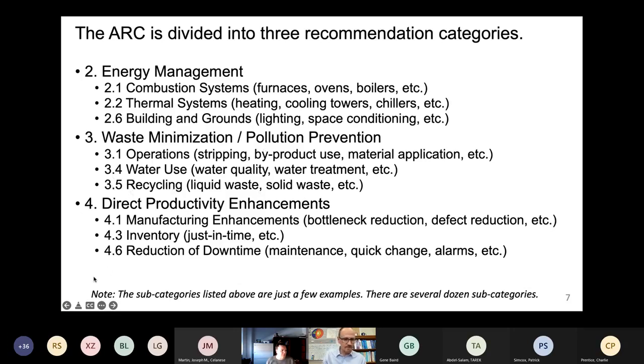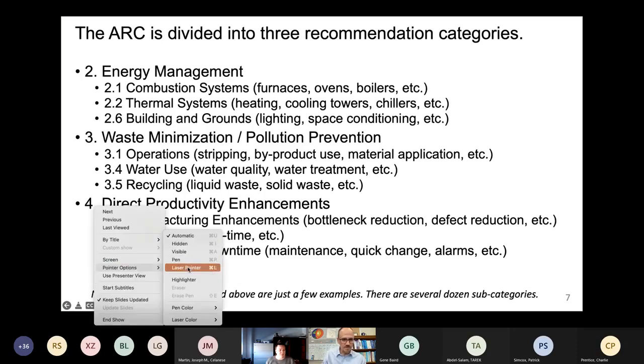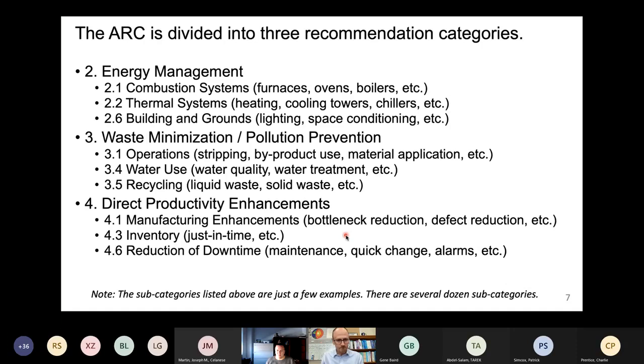solid waste, etc. Let me see if I can do a laser pointer to make this a little bit more visible. The subcategories listed above are just a few examples, obviously, for this PowerPoint slideshow. There's many recommendations. And so when you drill down, they get somewhat specific. Like if you're changing your lights out for more efficient lighting, that has a specific code.